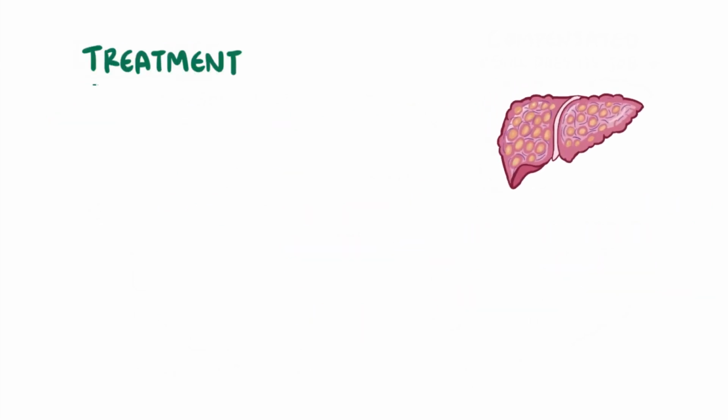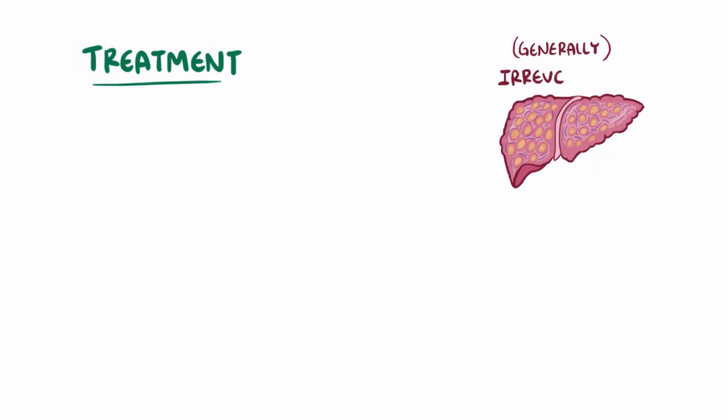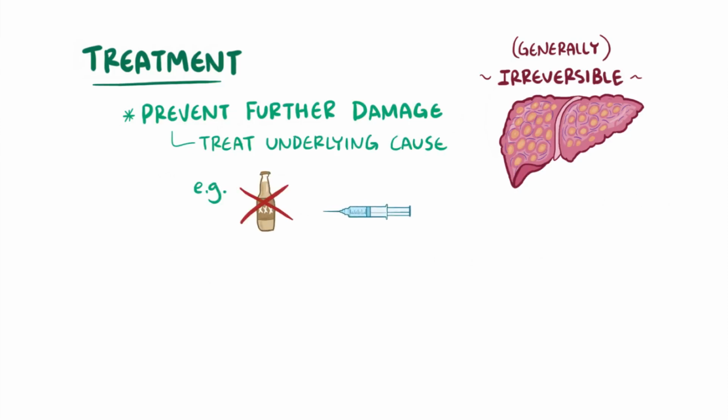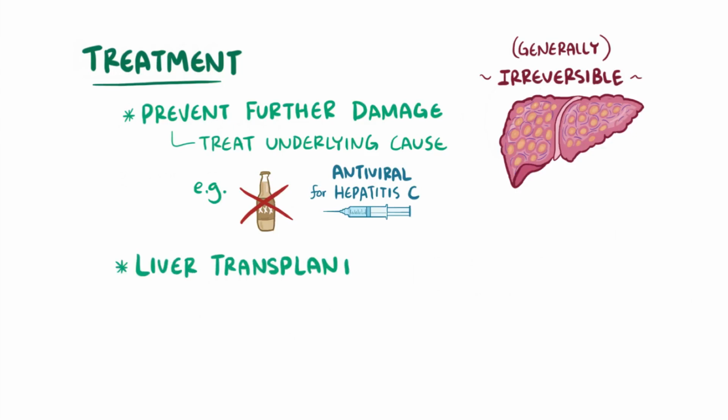As to treatment, generally the scarring in cirrhosis is irreversible. So first of all, it's important to prevent continued liver damage by identifying the underlying cause and treating that. For example, stopping alcohol consumption or antiviral treatment for those with hepatitis C. With advanced cirrhosis, though, where the liver stops functioning, a liver transplant might be needed.